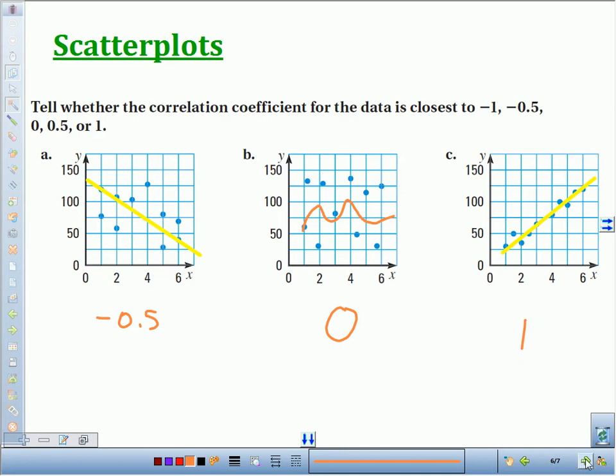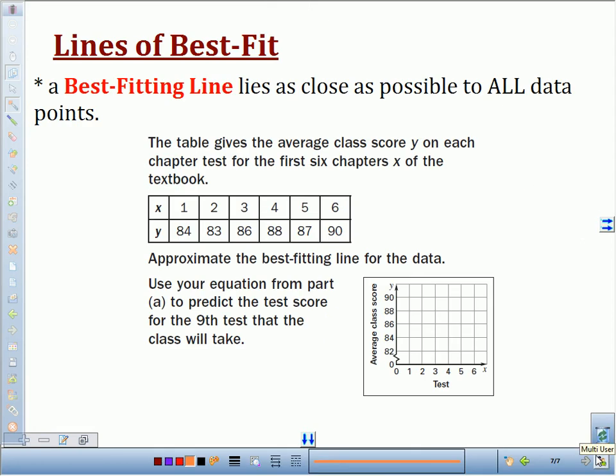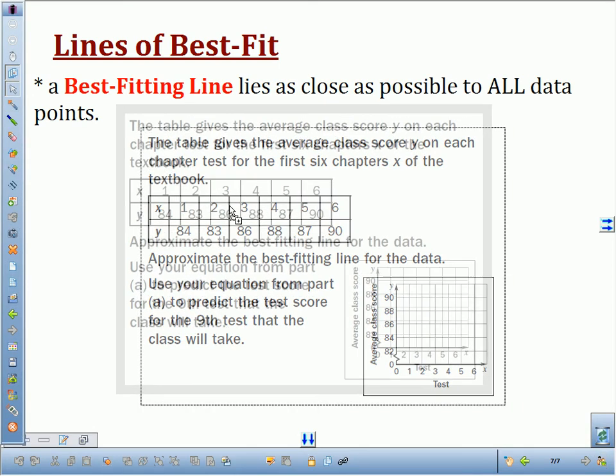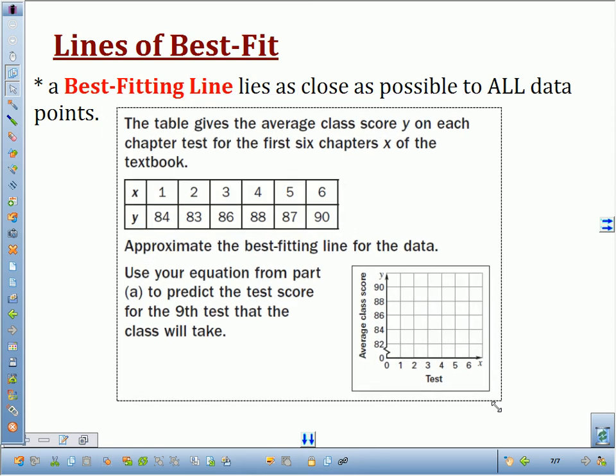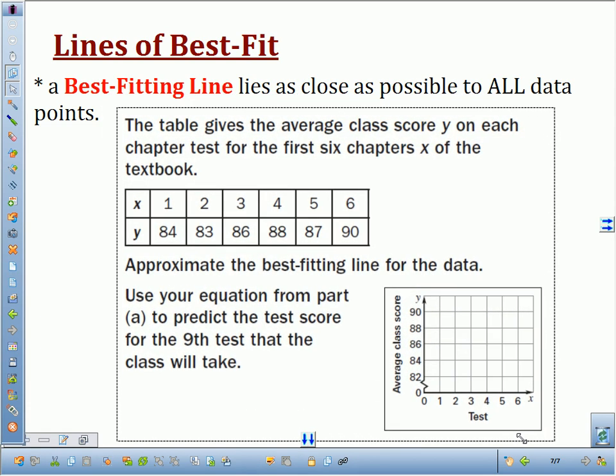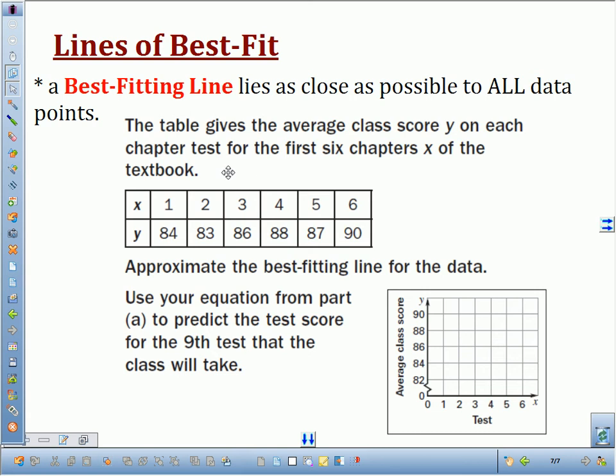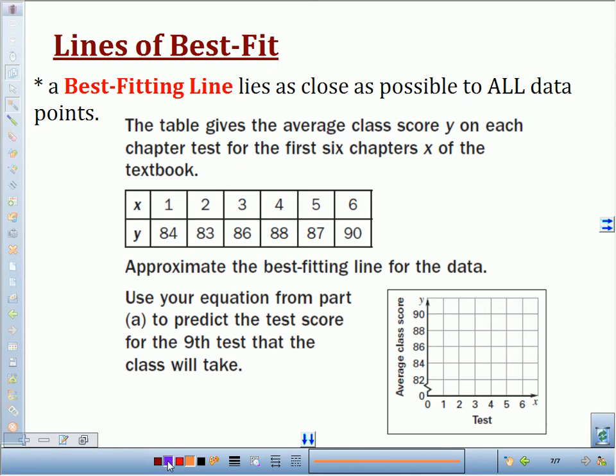Alright. The other thing that shows up when we talk about scatterplots are best fitting lines. Now, a line of best fit lies as close as it possibly can to all of the data points. So what we want to do whenever we're dealing with a line of best fit is plot the points. We want to estimate a line that just looks to us like it fits the data pretty well. And then we can use that line to make predictions. The line will give us an idea of where the point should be falling.